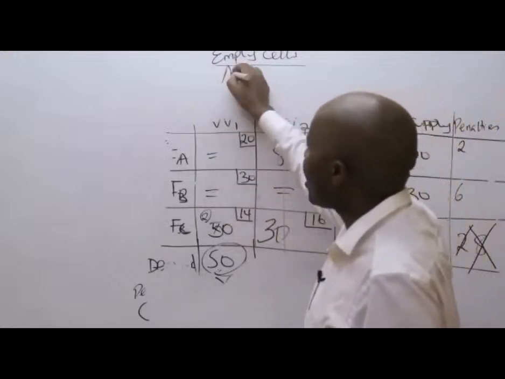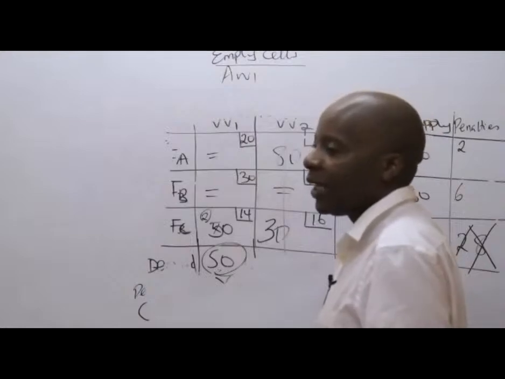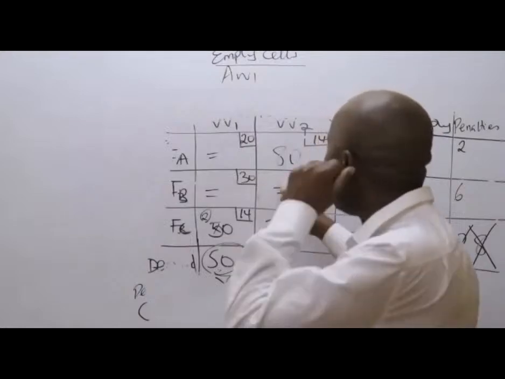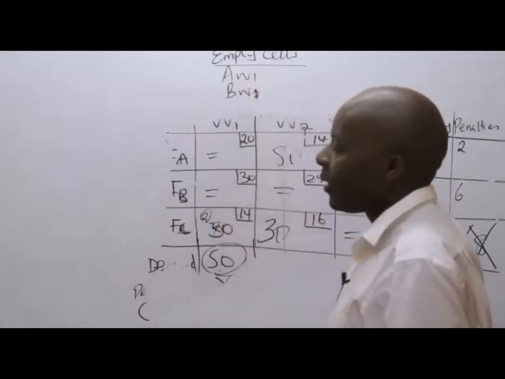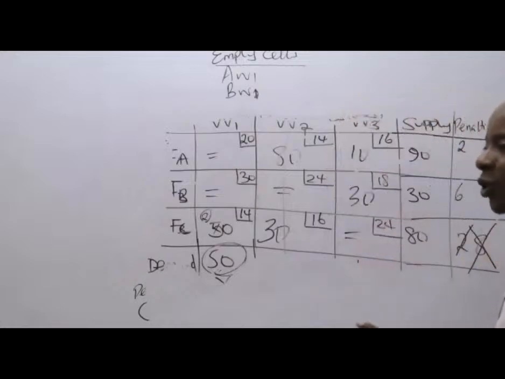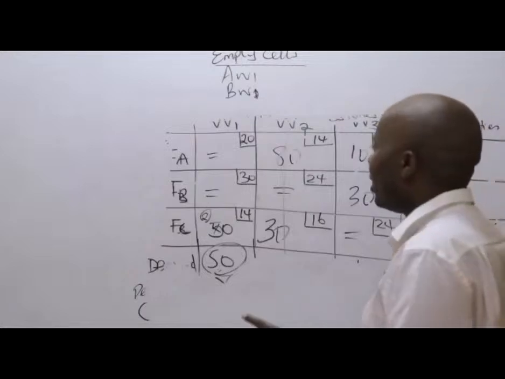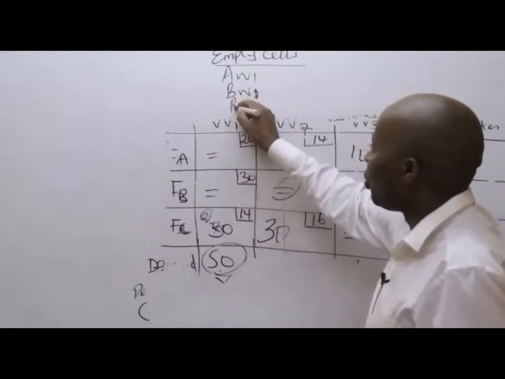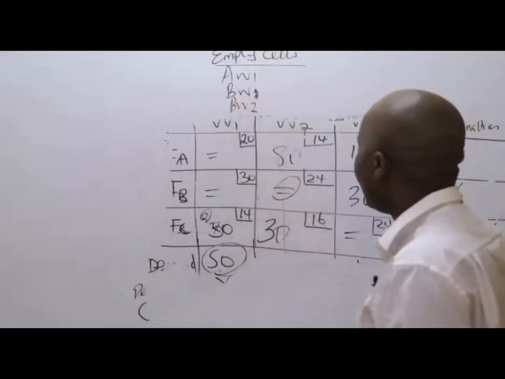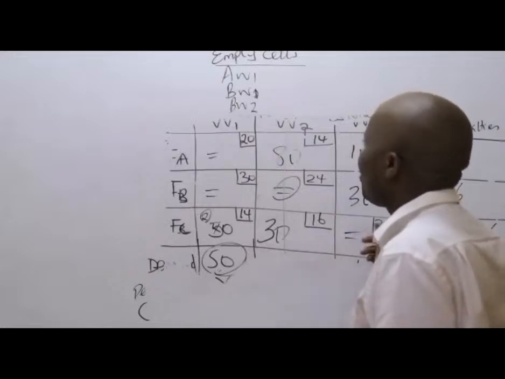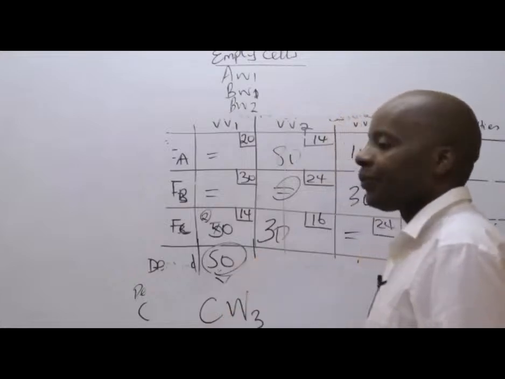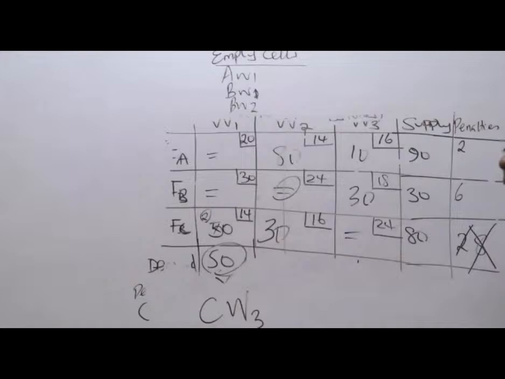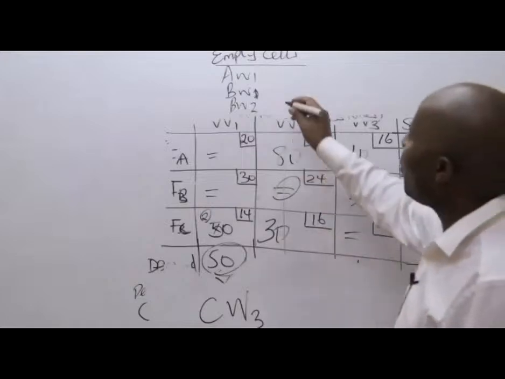So we have here AW1, or FA, whichever, AW1. From there, I can see the other one which is empty is BW1. I'm just trying to give you a list of all those cells that are empty. So BW1, also this one here, BW2, and then lastly, we have here CW3. Thank you.